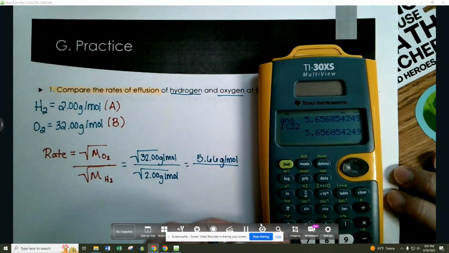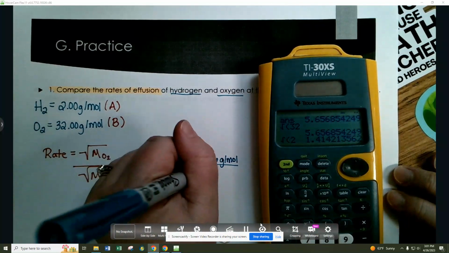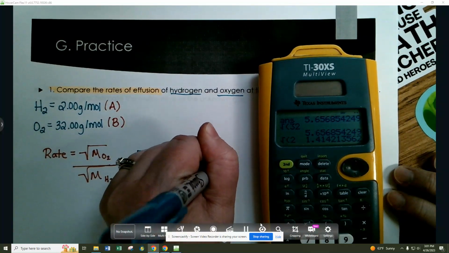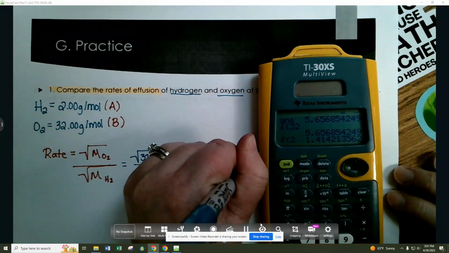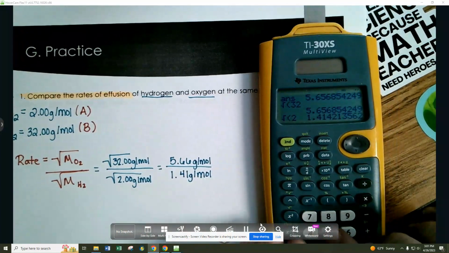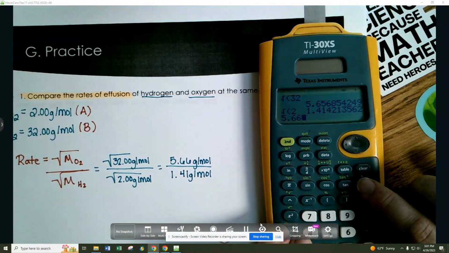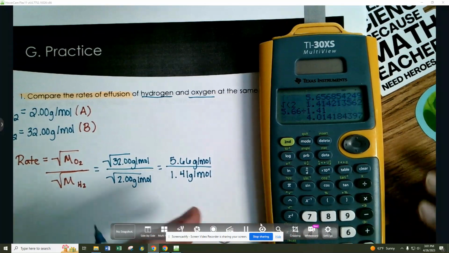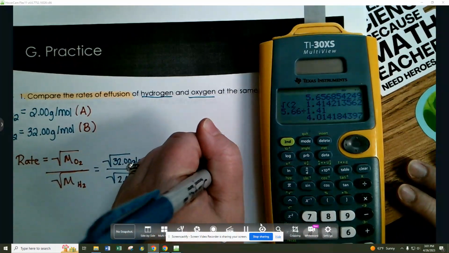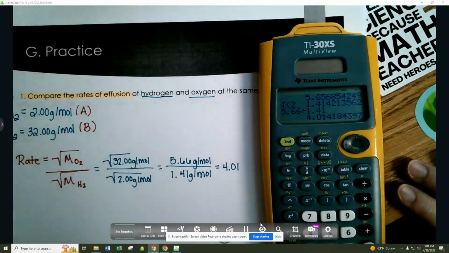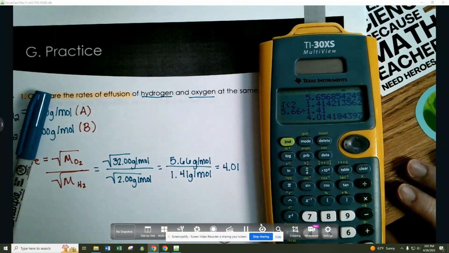Over the square root of 2, which simplifies down to 1.41. And then the last step in simplifying this is through division. 5.66 divided by 1.41 gives me an answer of about 4.01. Okay, units canceled here.